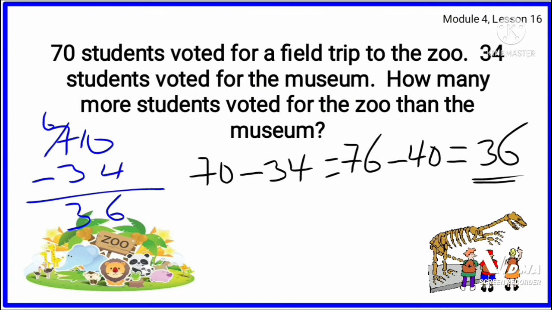Horizontally, you see 34 is closest to a 10. I want to add 6 to it to make it 40. I also add 6 to the 70. So 76 minus 40 equals 36. You also see how to solve it vertically.